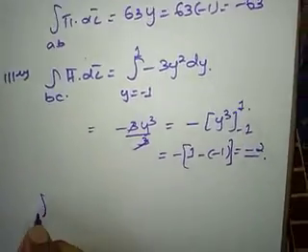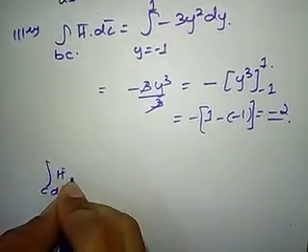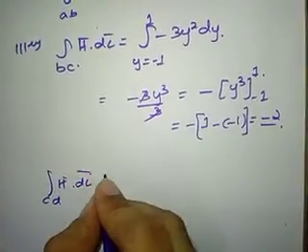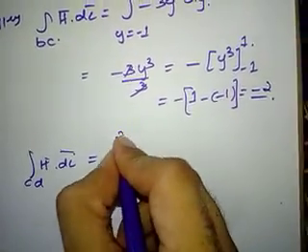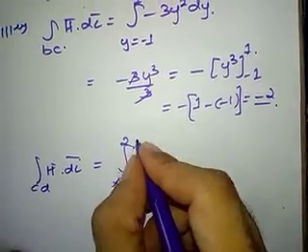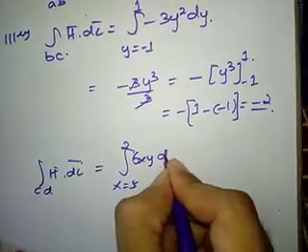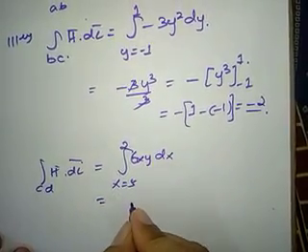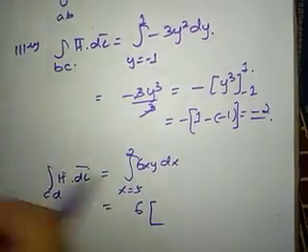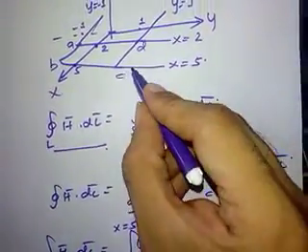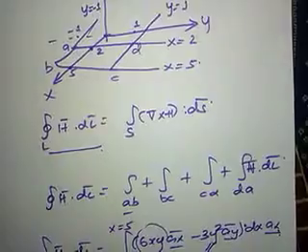Similarly, we have c to d, h bar dot dl bar, which is the integral with x equal to 5 to 2 of 6xy dx. So c to d is again varying from x equal to 5 to 2, right?